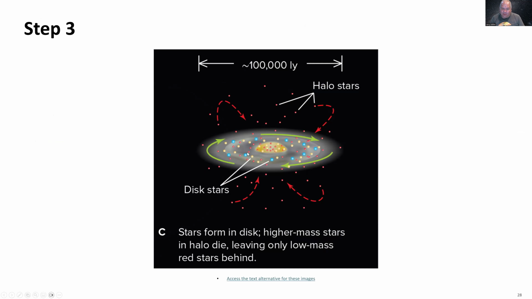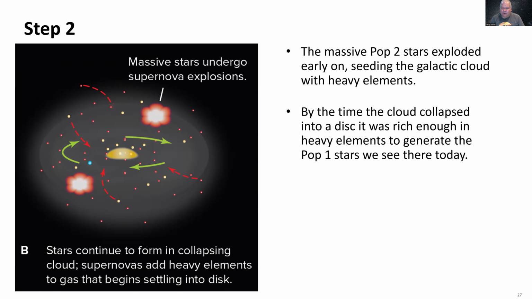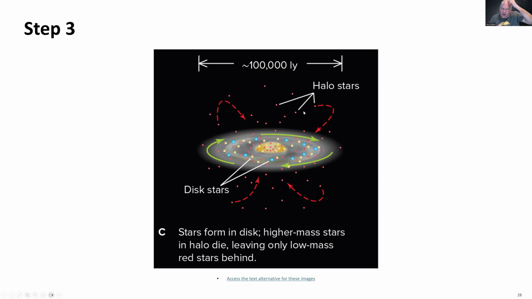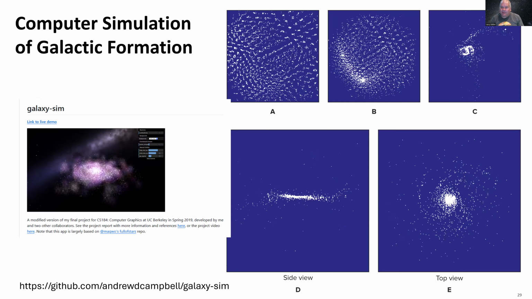So in the end, step 3, you have population 2 stars in the halo. That's what we call this region around the disk, and they are very, very low in heavy elements and very, very old. The younger disk stars are population 1, and are in the disk. So it's a general cartoon that works, but it doesn't explain all the details. But it really can work in a lot of ways.